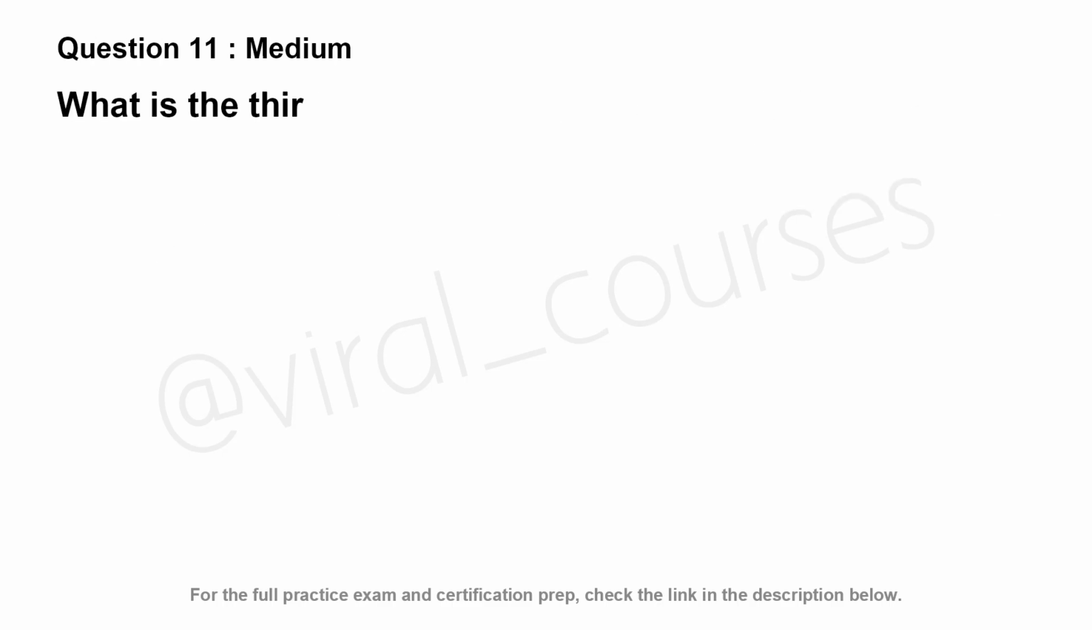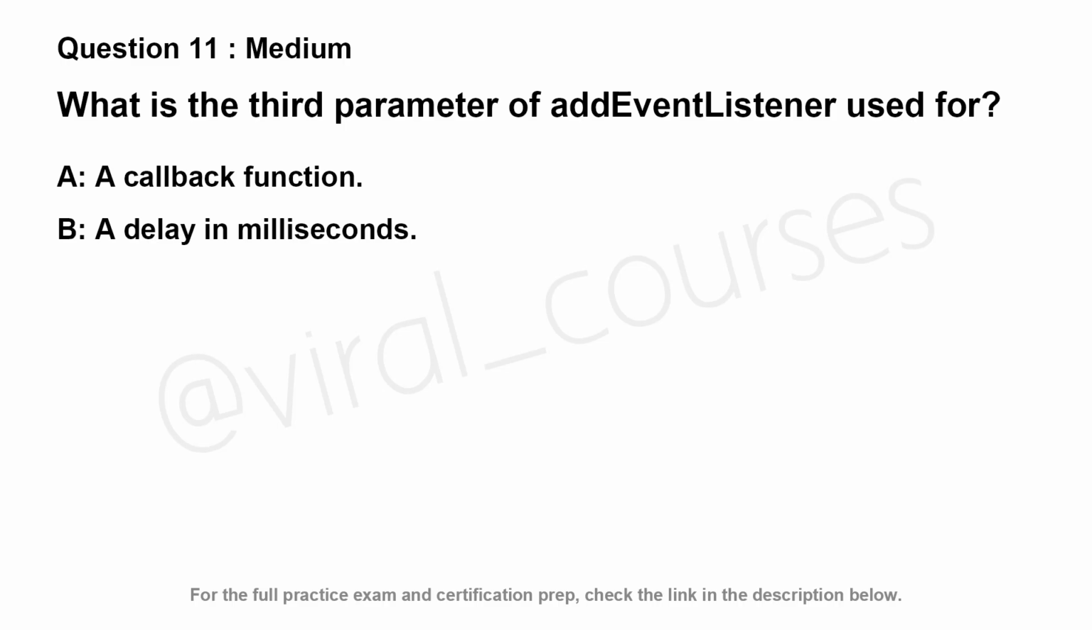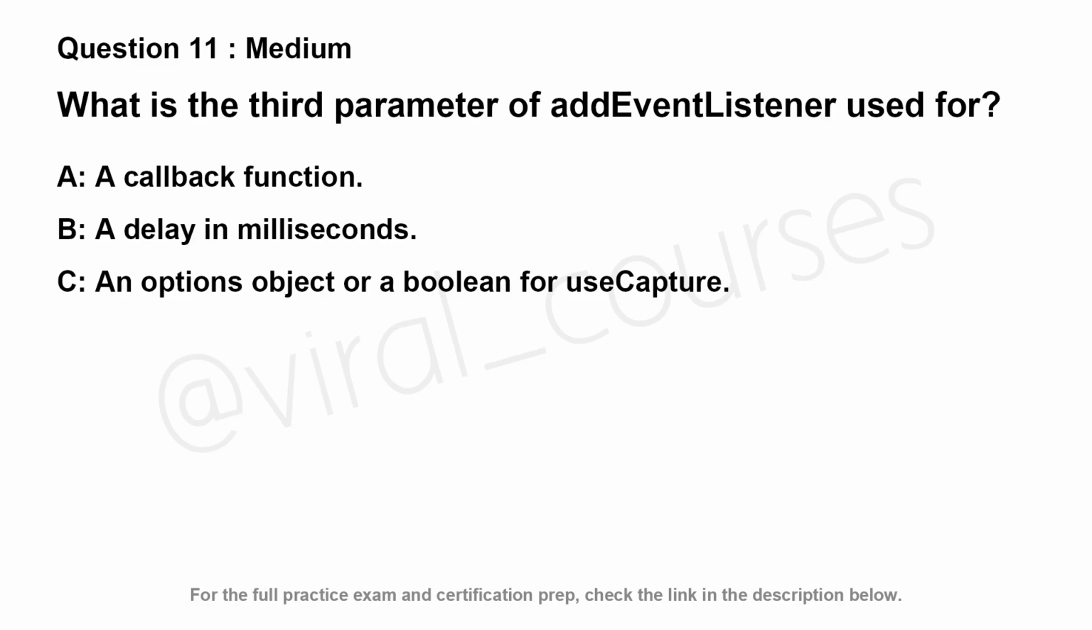What is the third parameter of addEventListener used for? Option A. A callback function. Option B. A delay in milliseconds. Option C. An options object or a Boolean for useCapture. Option D. The ID of the element.